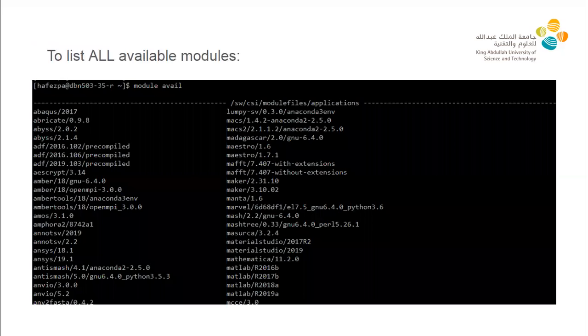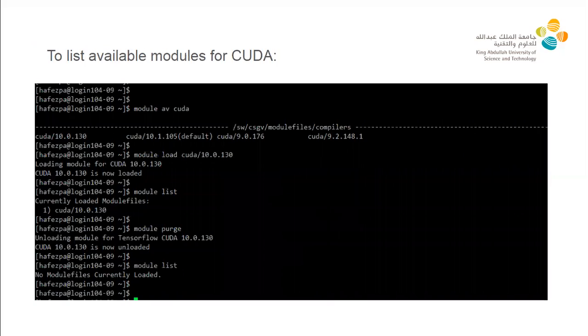An example for module avail with no arguments. Example for module avail CUDA. Then module load one of the available CUDA modules. Module list will show that module. Module purge will remove everything. Then module list again will show that you're currently not loading anything.